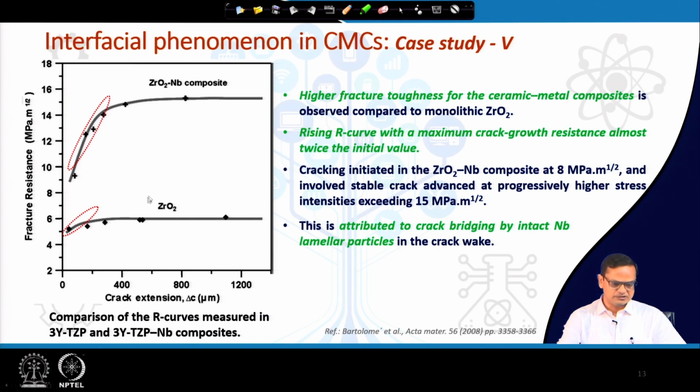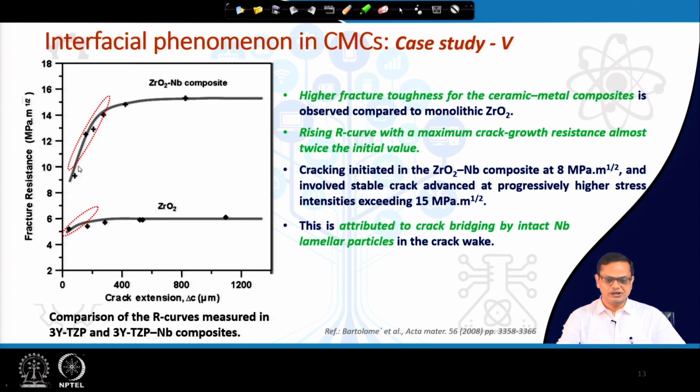This is ZrO2, pure ZrO2, okay, no niobium. So, you can see here the fracture resistance is not really stable. Okay. With crack extension, the fracture resistance kind of gets linear. However, here you can see that first of all the fracture toughness is quite higher than the pure ZrO2. The composite is having better fracture toughness.